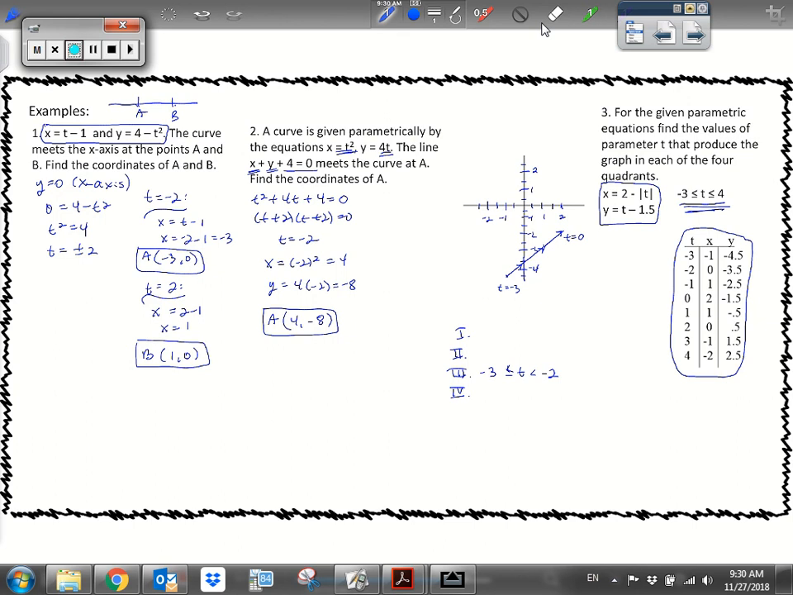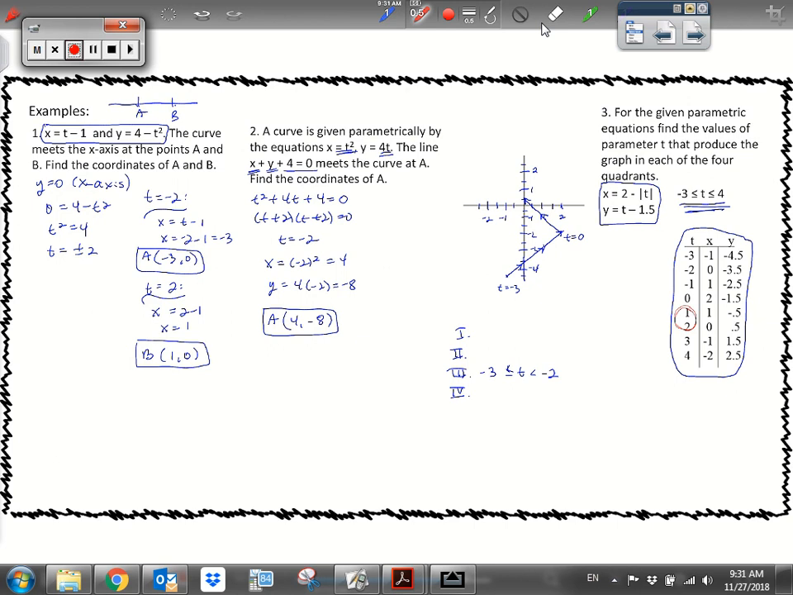That's t equals 0. When t equals 1, it puts us at an x value of 1 and a y value of negative 0.5. So it looks like we're turning. 1, negative 0.5 puts us right here. And then a t value of 2, I'm at 0. X is 0 and y is 0.5.